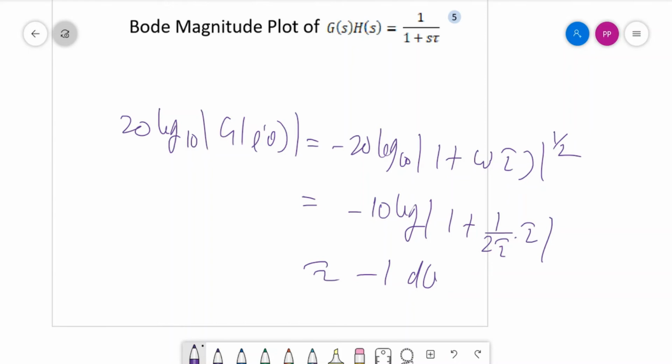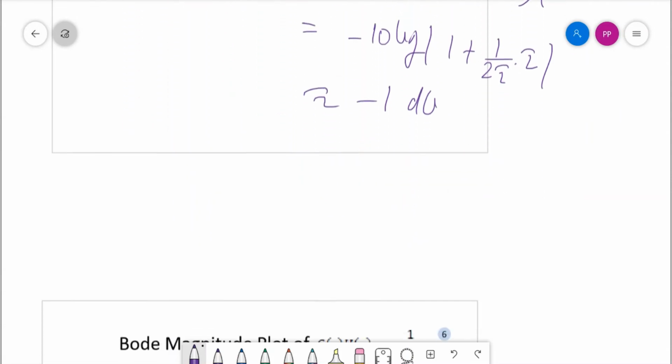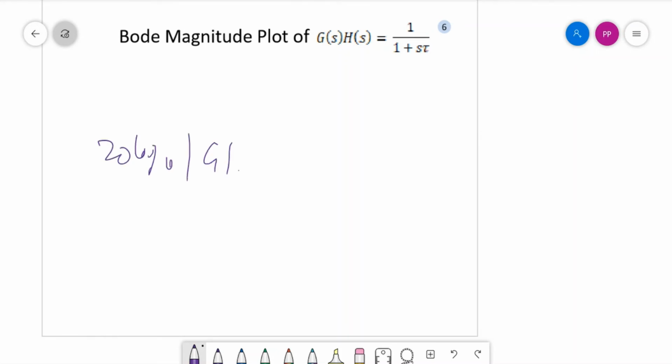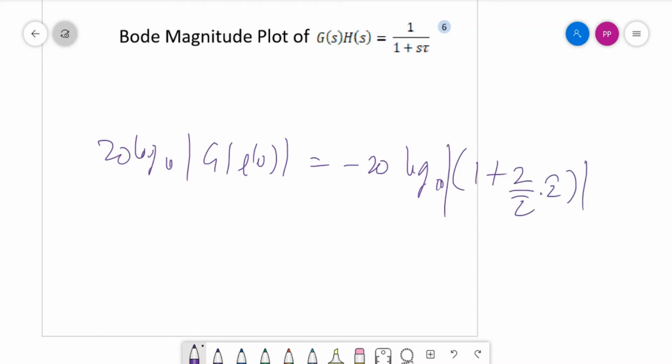Similarly, you can find out the case when the frequency is doubled. Means I am writing for you 20 log base 10 |G(jω)| equal to minus 20 log base 10 of modulus of 1 plus ωτ, where ω you are placing 2 by τ into τ, to the power 1 by 2. So this will again be approximately minus 1.